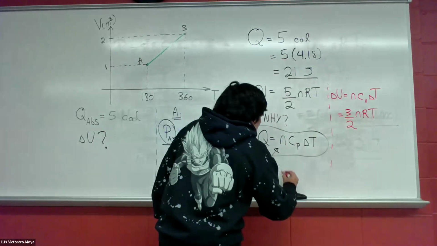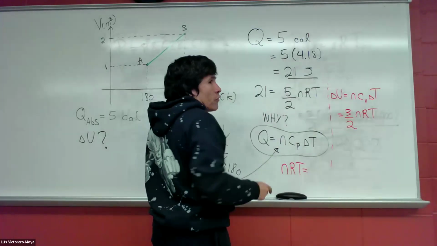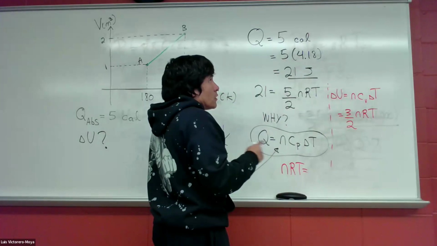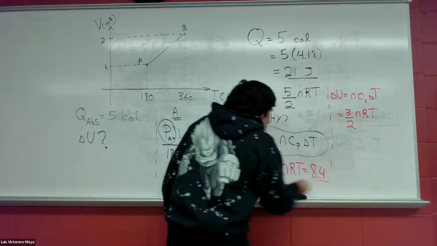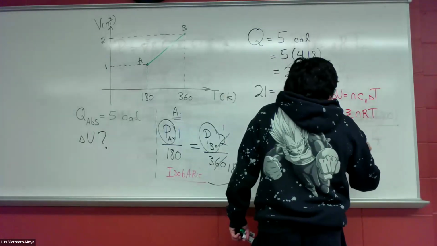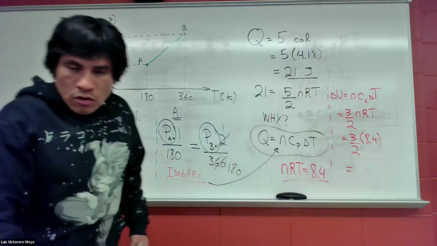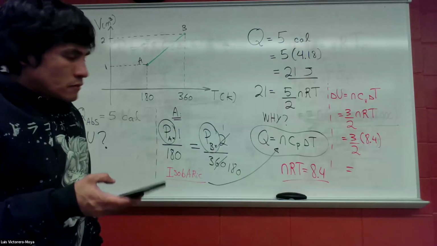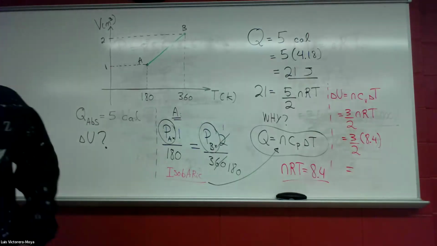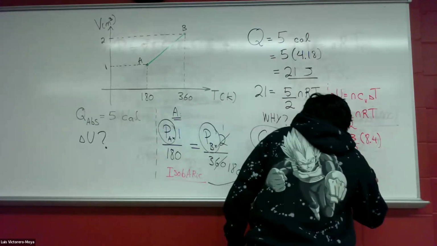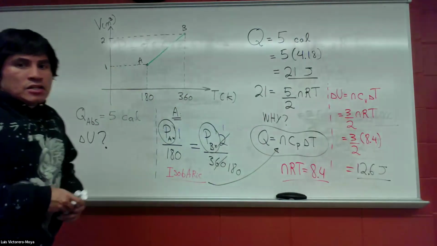So nRT is 42 over 5, 8.4. That goes here. 3 halves of 8.4. So now 3 times 8.4 divided by 2, I get 12.6 joules. That's the change in internal energy.